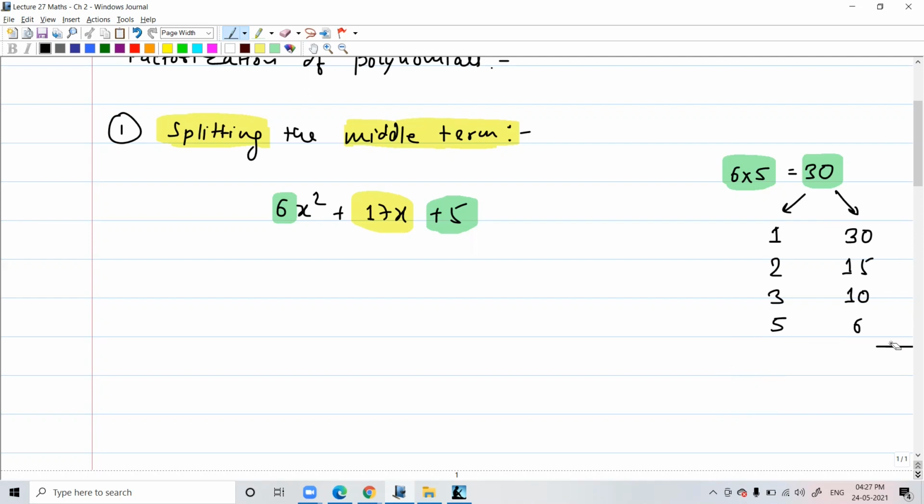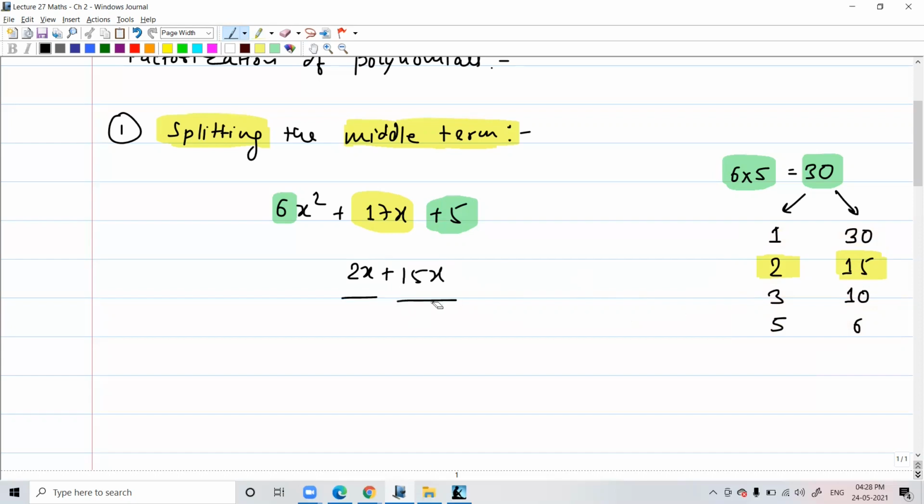Now our pair is going to be one of these pairs: either 1 and 30, 2 and 15, 3 and 10, or 5 and 6. Now look at these pairs and tell me which one we have to pick. 2 and 15, sir. Yes, 2 and 15, because when we take 2 and 15, it will make the sum 17. Okay, so that's what we are going to take, 2 and 15. But how will we write it? We will write it as 2x plus 15x. I will put an x over there.